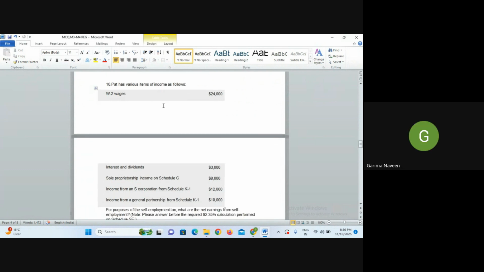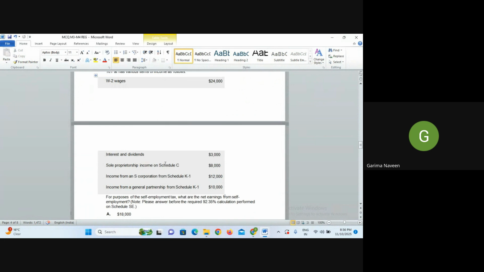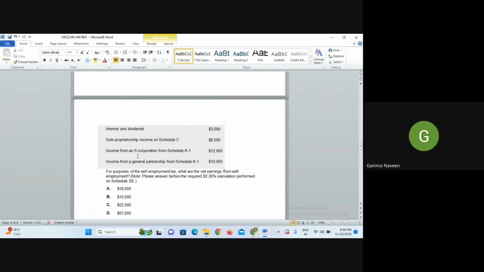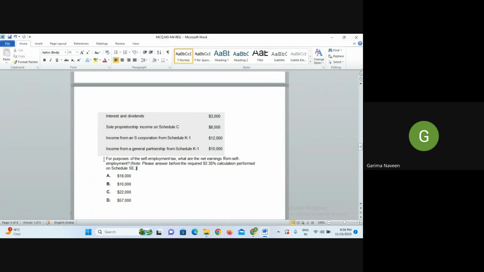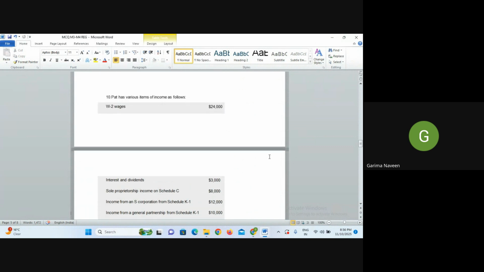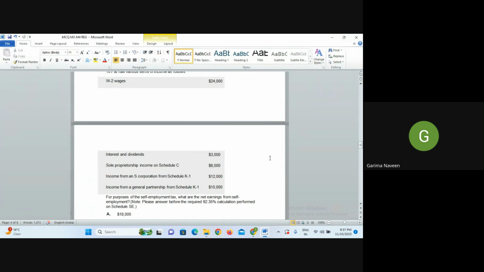Next, Pack has various items of income as follows: W2 wages, interest and dividend, sole proprietorship income, income from S corporation, and income from general partnership. Okay, this question is very similar, but there is only one difference. You need to tell how much earnings will be subject to self employment taxes. I think I already explained this to you. How much earning will be subject to self employment taxes?